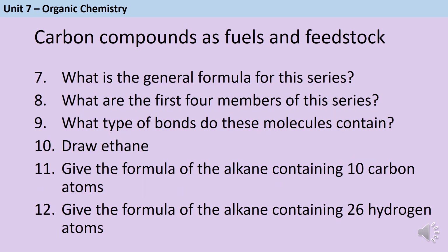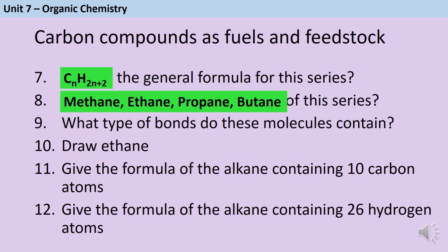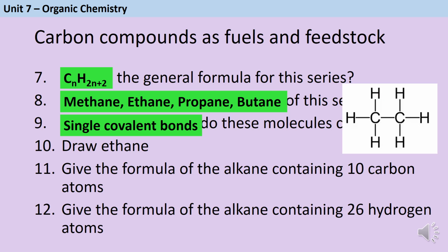The general formula for alkanes is CnH2n+2. So that means that for any alkane molecule, I'd expect there to be twice as much hydrogen as carbon atoms, plus another 2. The first four members of the alkanes are methane, ethane, propane and butane, and all of these molecules contain single covalent bonds.